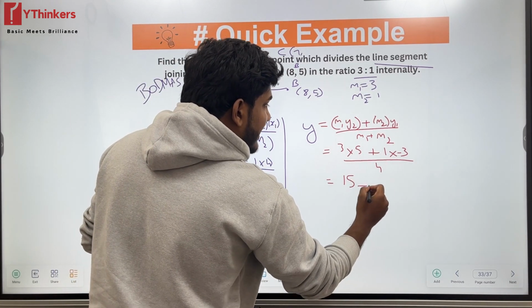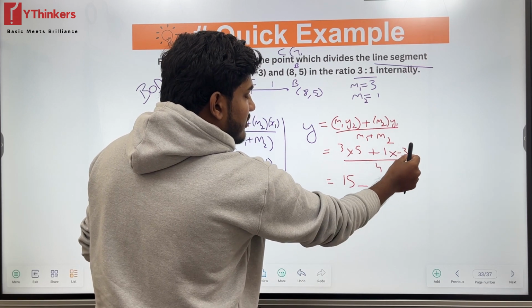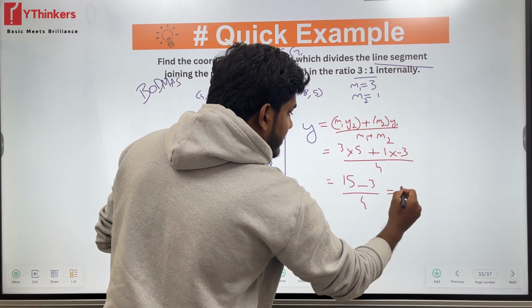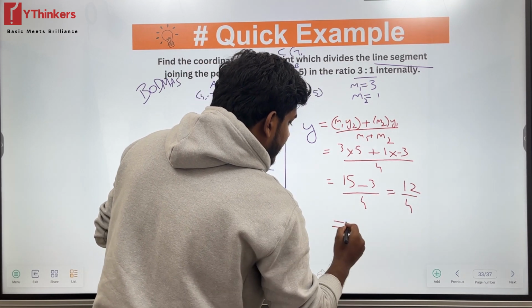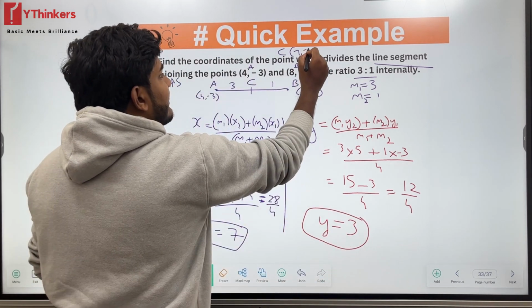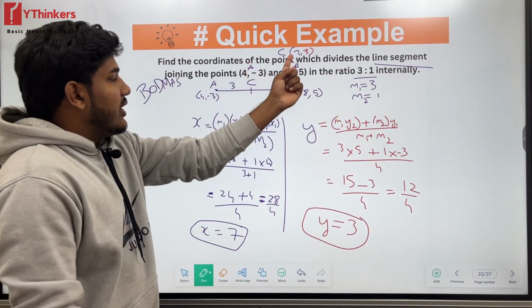15 minus y. This is -3. No, 1 into -3 is -3. Plus into minus. And then 3 divided by 4. This is nothing but 12 by 4, which is nothing but y coordinate आ जाएगा 3. So therefore it is 7, 3. This is the coordinate of C.